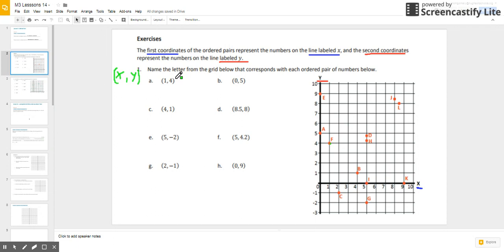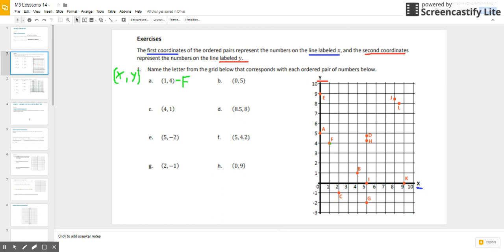All right, so let's go and look at B. Remember, we're starting here at what's known as the origin, right here where the two lines intersect. It says the first x is 0, so that means it's not moving. 0 means it doesn't move at all. But the second one says 5, so that means it goes up 5.